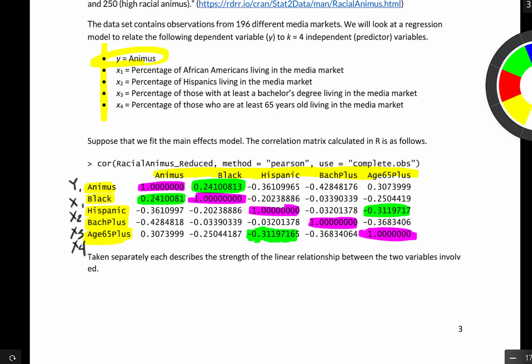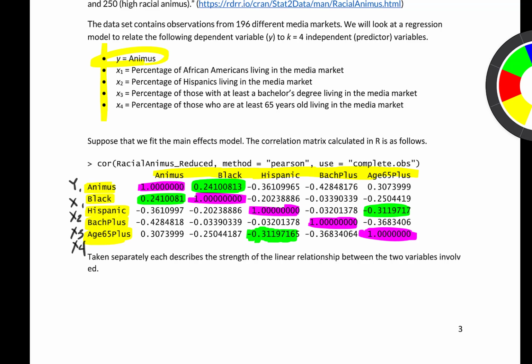Taken separately, each of these is going to describe the strength of linear relationship between the two variables involved. So if we look here, for example, if we want to know the correlation between the variables Hispanic and animus, we see that there is a negative correlation. In other words, what this would suggest is the higher the percentage of Hispanics living in the media market, the lower the animus score.